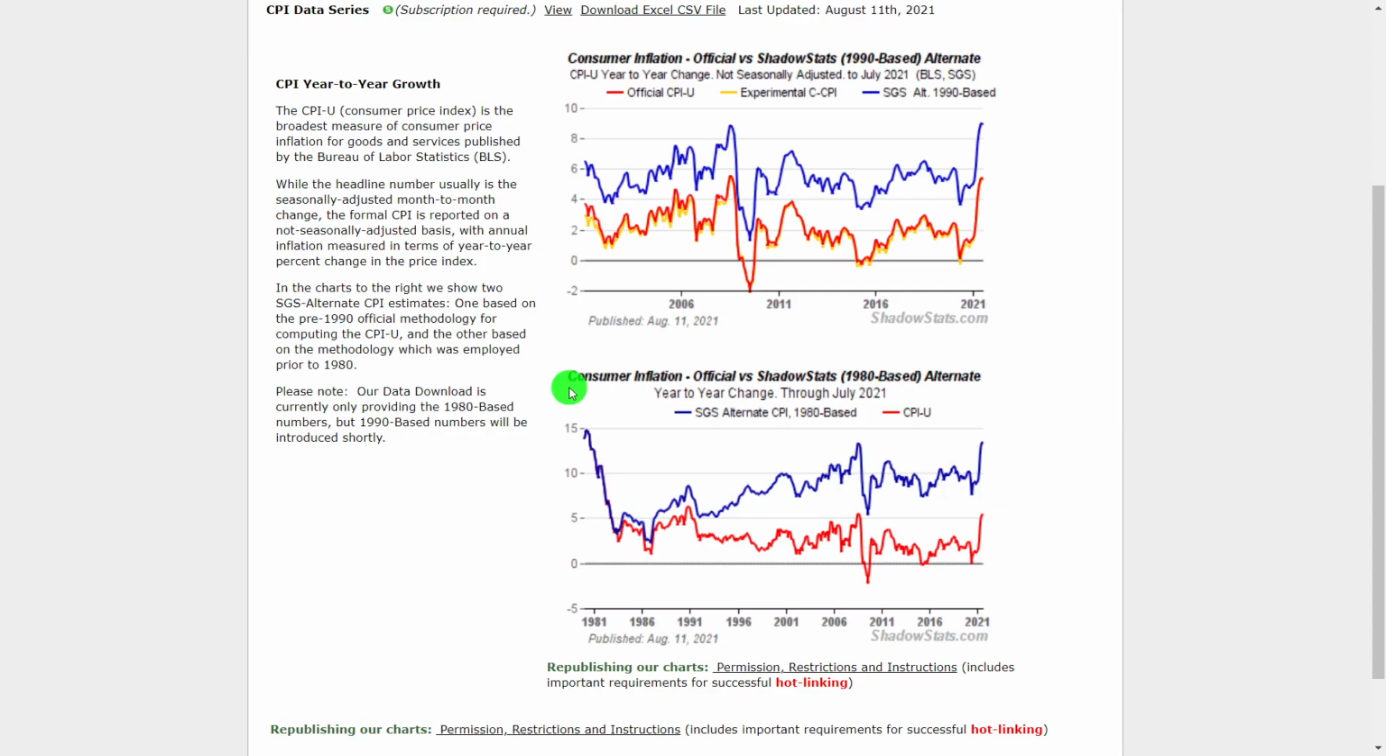So why is this important? Here we have the CPI year-to-year growth, the CPI-U, which is the Consumer Price Index, as I mentioned before. And here we have 2 charts, but I'm going to bring the attention to the second one.